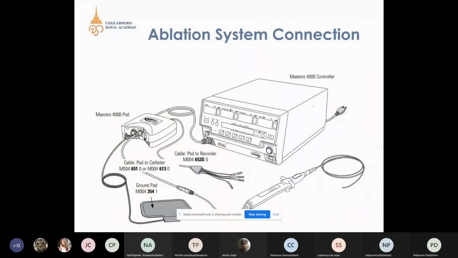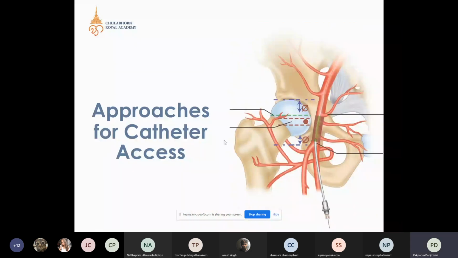Okay. So far, does anybody have any questions about what I have talked about? Teacher? Yes. Can you please explain once again the ablation system connection? The previous slide.